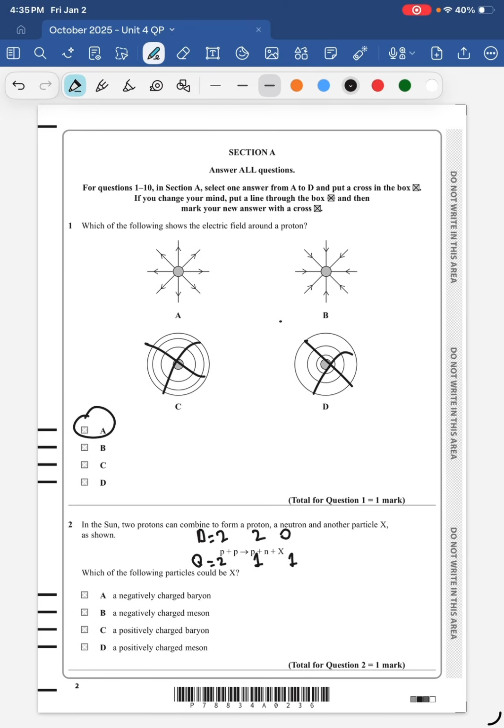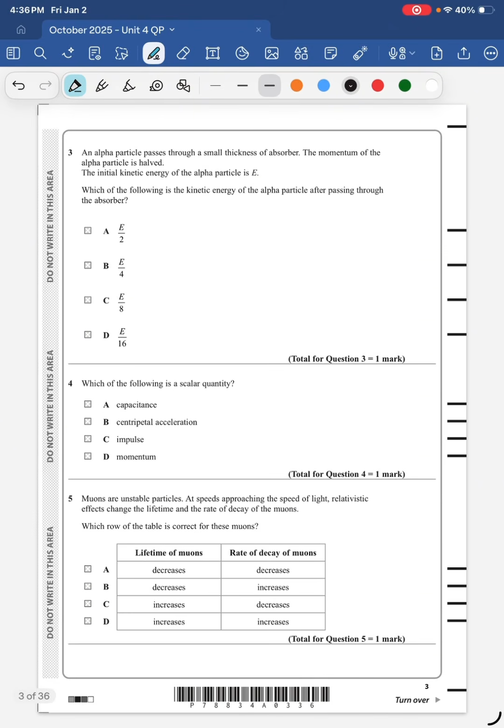So it cannot be a baryon, so we eliminate the baryons. It cannot be a negatively charged meson because we will not conserve charge. So it can only be a positively charged meson, because we need to conserve charge and baryon number. So let's move on. Question 3.